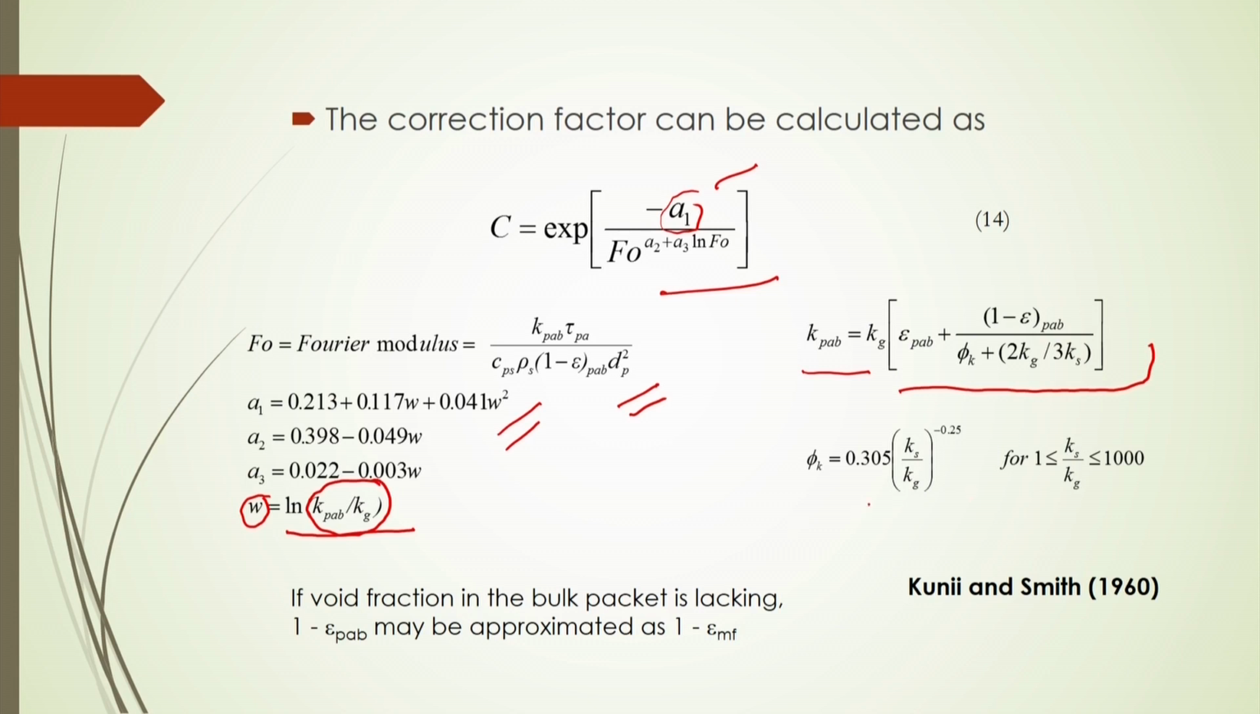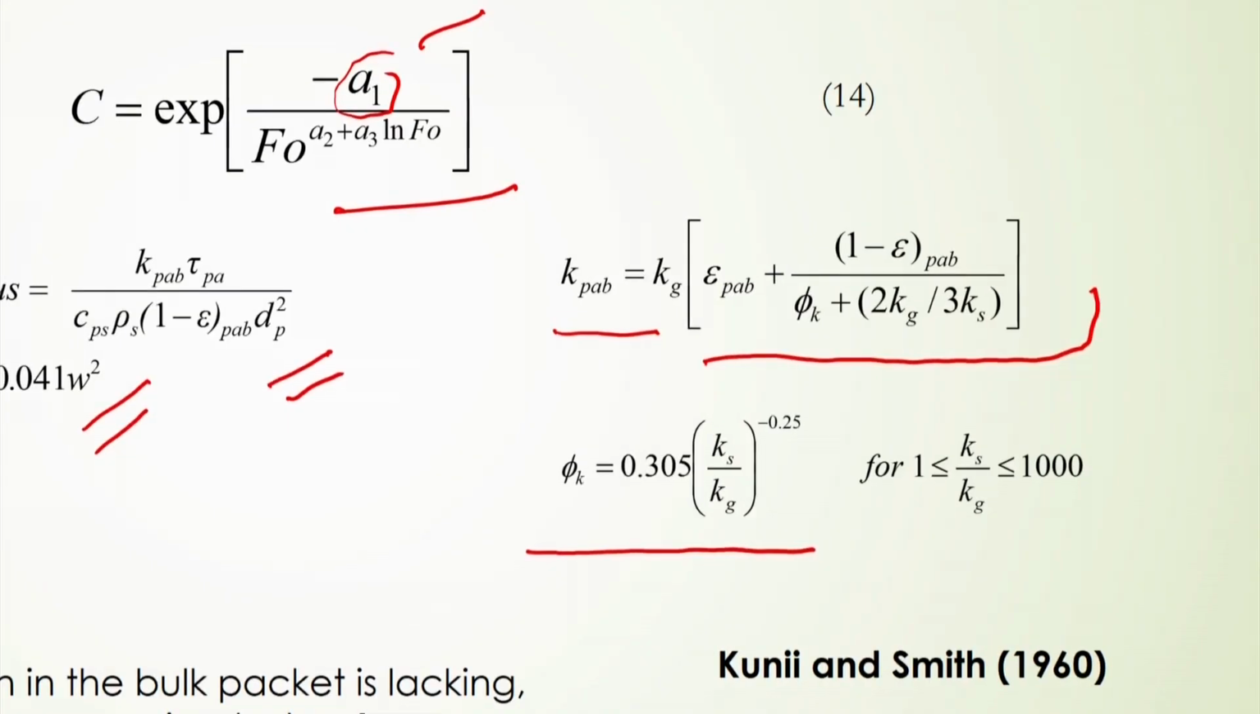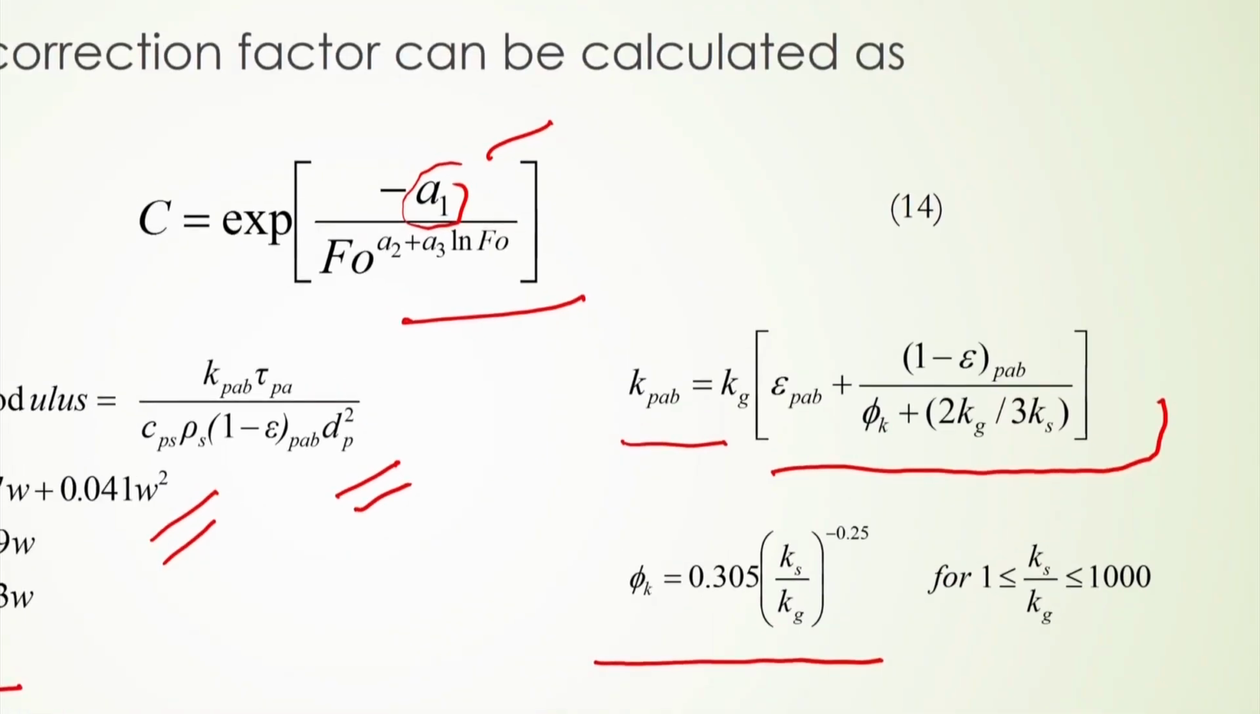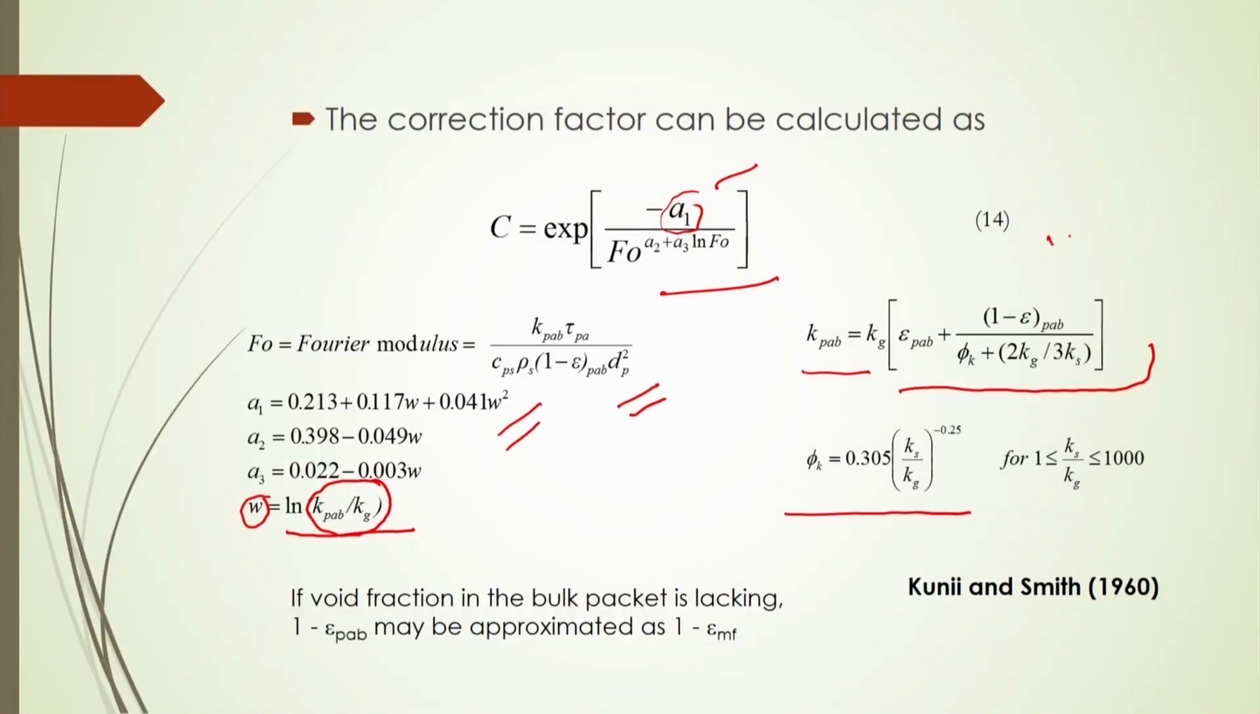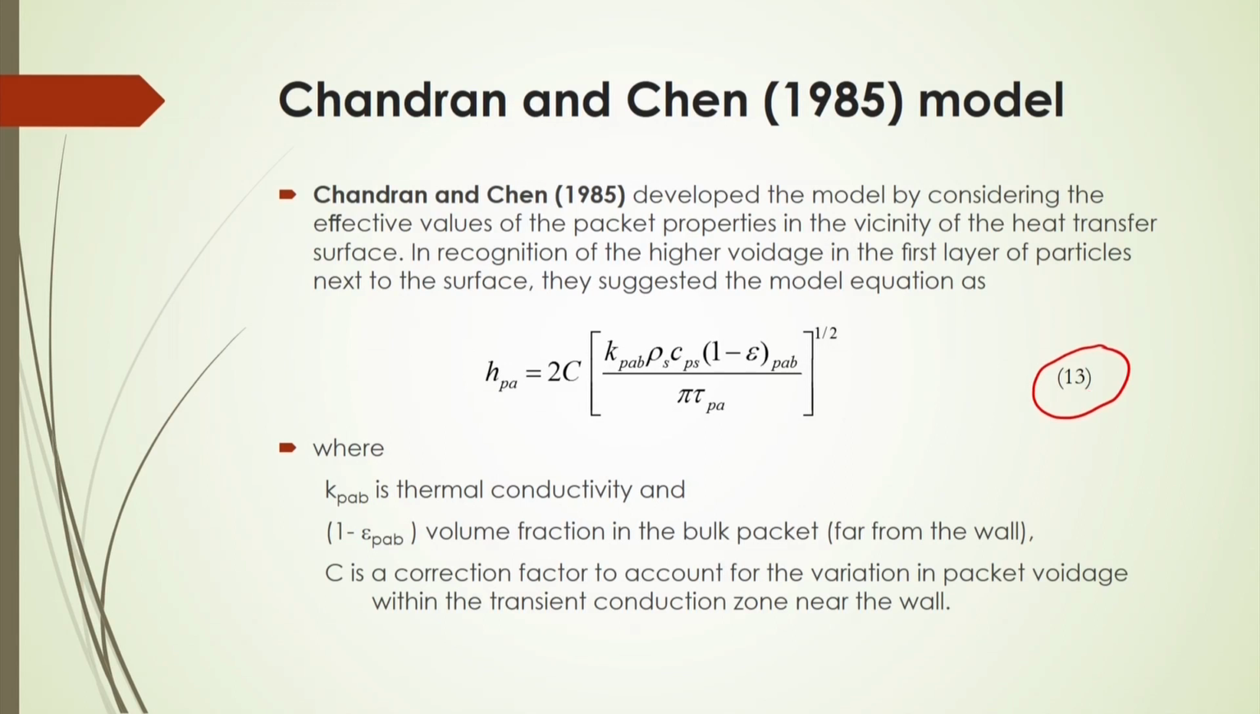And in this case phi k is one important parameter. This is actually a function of the ratio of thermal conductivity of the solid to the thermal conductivity of the gas. So, if the thermal conductivity ratio of solid to gas is less than 1000, then you can apply this equation 14 to find out the C value, and then substitute the C value in the previous equation 13 here to calculate the heat transfer coefficient by this packet approach.